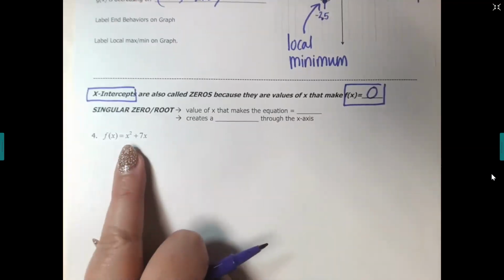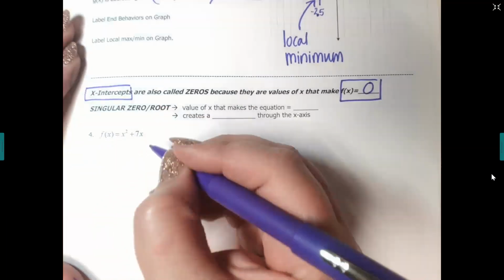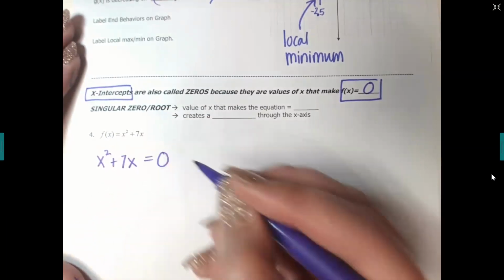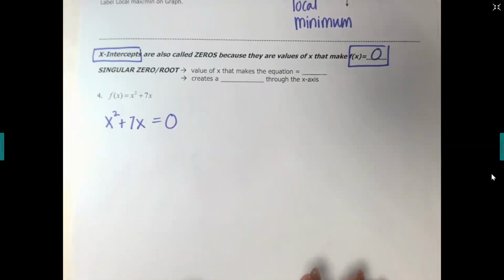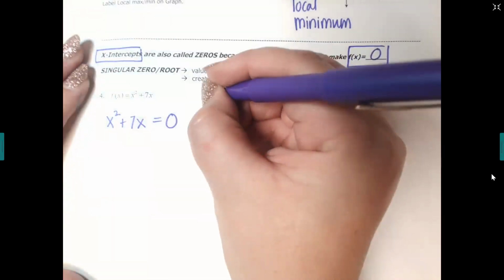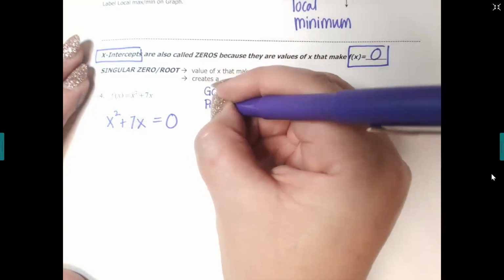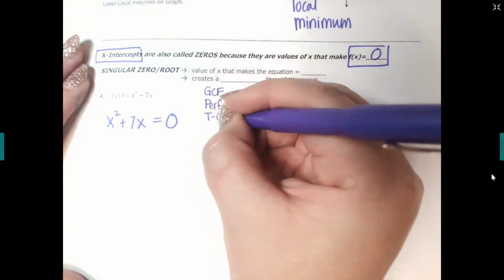So if you have an equation like this and you want to sketch the graph, you're going to take this equation, x squared plus 7x, and set it equal to 0. Then from there, you're going to think about, okay, back on Tuesday, I learned 3 ways to factor. Let me list the factoring ways for you. We learned how to GCF. We learned how to do perfect squares. And we learned how to do the T-chart method.